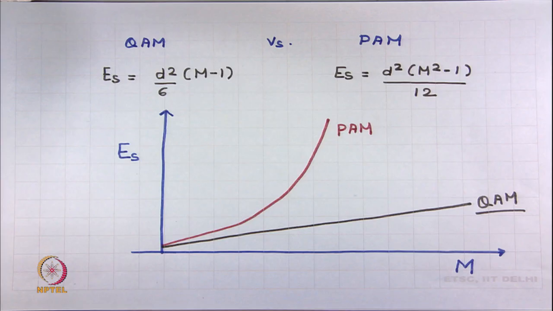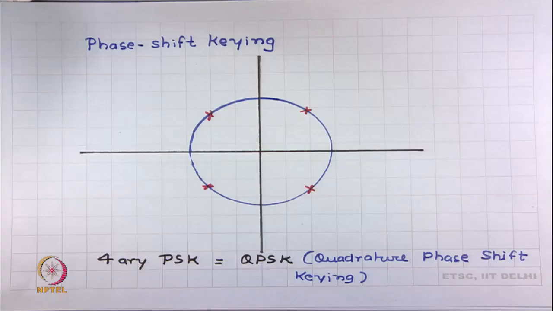So, as M increases, energy per symbol increases, but what is the advantage of M? That we will see in this lecture, why we like to have a large M, if at all that is required. But before answering this question, let us try to understand some other modulation schemes, and this is phase shift keying.